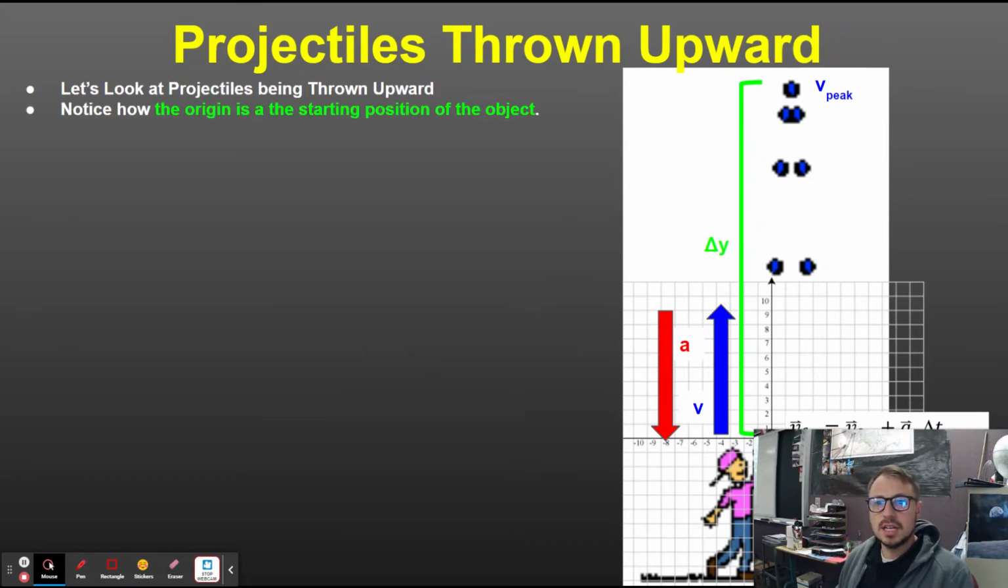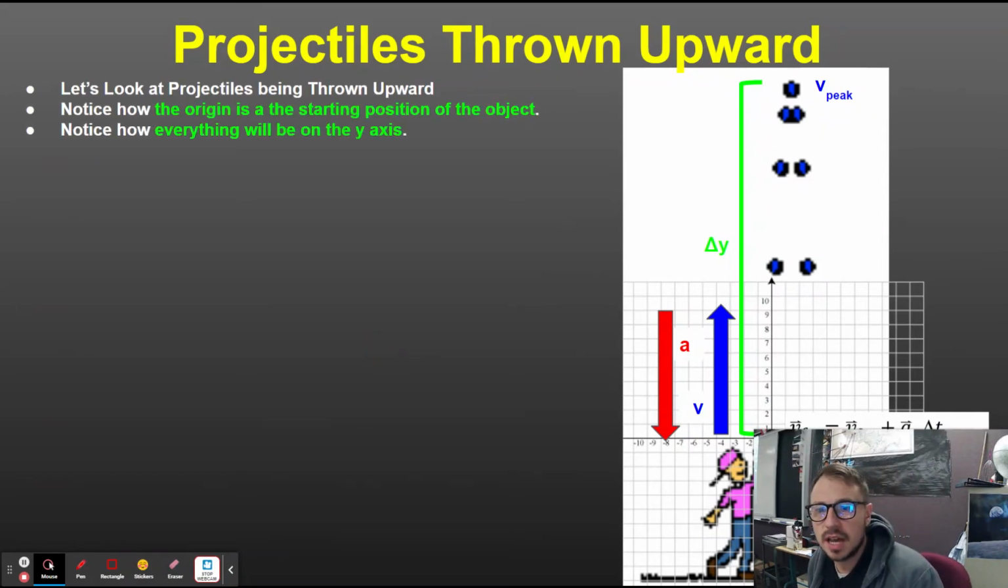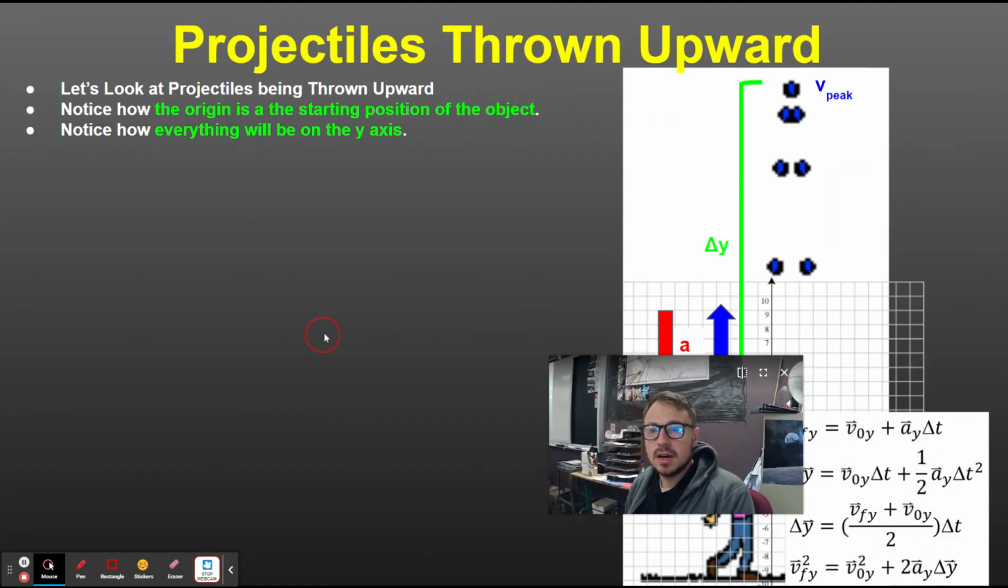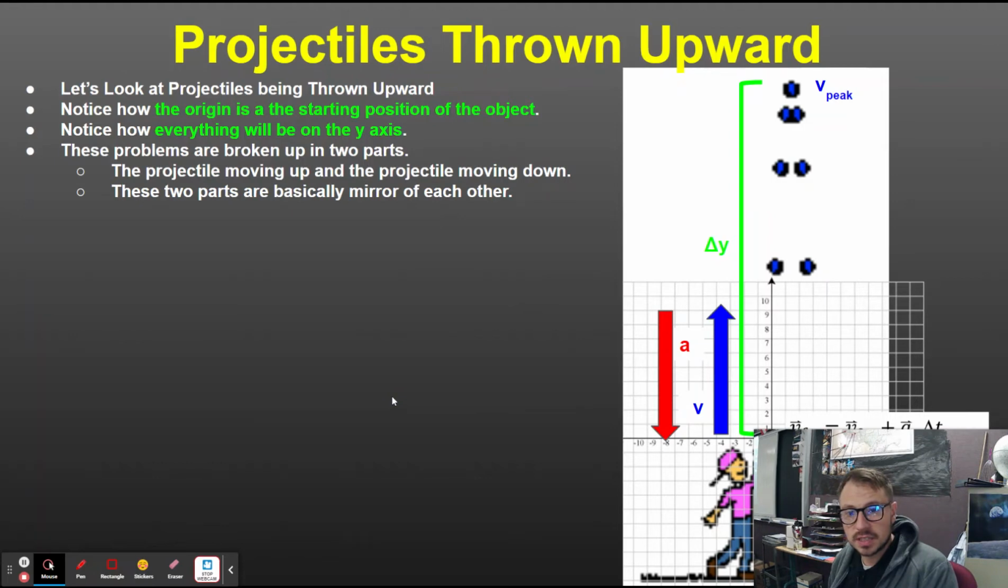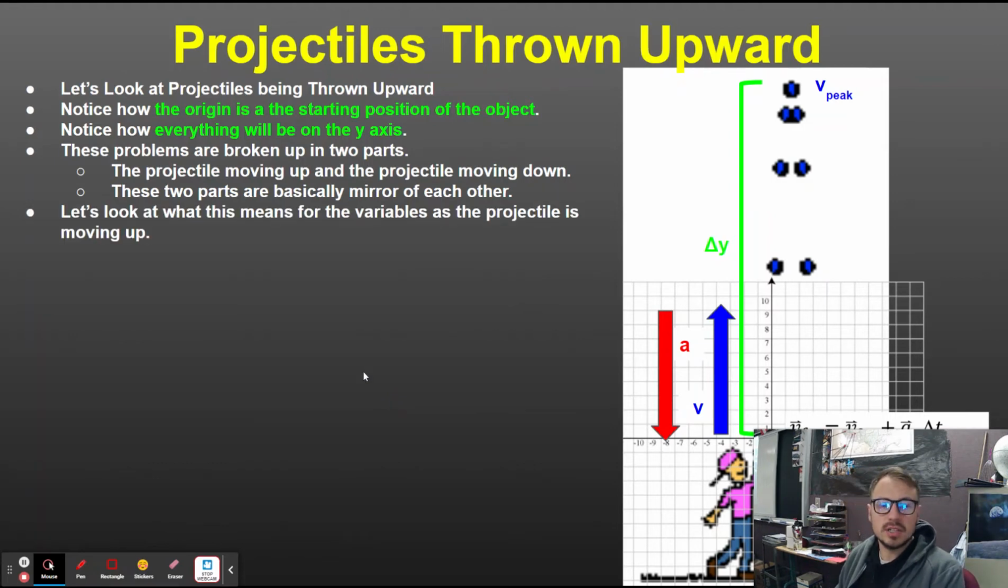So the origin is going to be at the starting position of the object. Now everything will be on the y-axis because it's moving up and down. And these kinds of problems are broken up into two different parts: the projectile moving up and the projectile moving down. These two parts basically mirror each other. We'll get into this a little bit later.